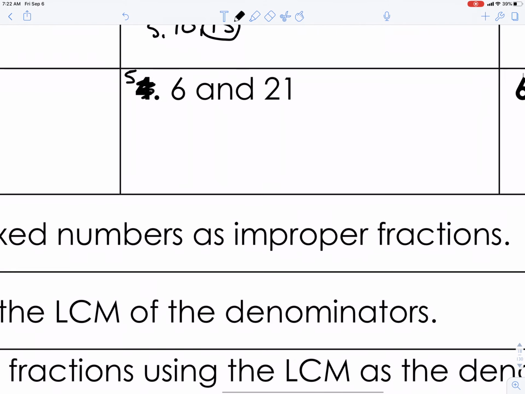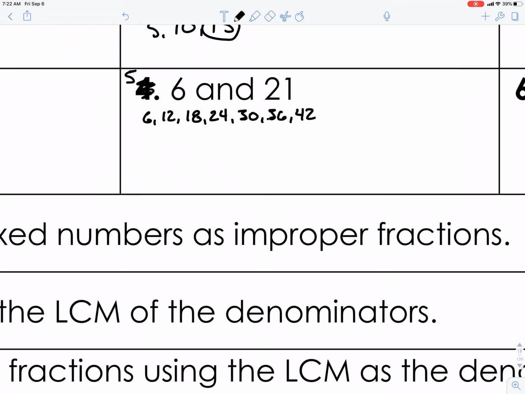Again, over here, 6 and 21. This one can be a little bit more difficult, but sometimes it's not as hard as you think. Now, I could multiply 6 and 21, and that would give me a pretty big number. But again, let's do the list thing. So 6 times 1 is 6. 6 times 2 is 12. 6 times 3 is 18. 6 times 4 is 24. 6 times 5 is 30. 6 times 6 is 36. 6 times 7 is 42.